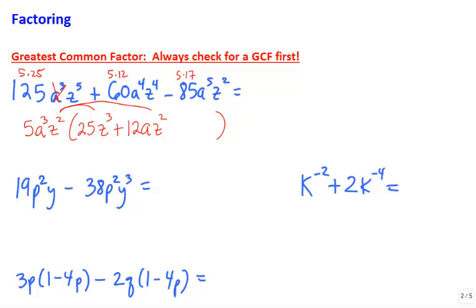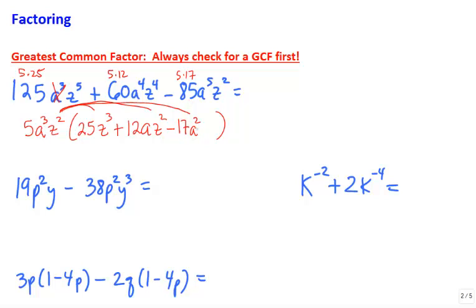If I pull out a 5, 5 times what gives me negative 85? I need a negative and I need that 17 back. If I pull out 3 a's but I have 5 to start with, that means I'm going to have 2 a's left over. And if I pull out 2 z's and I only had 2 z's to start with, then there's no z's left. So if I double check, 5 times negative 17 is negative 85.